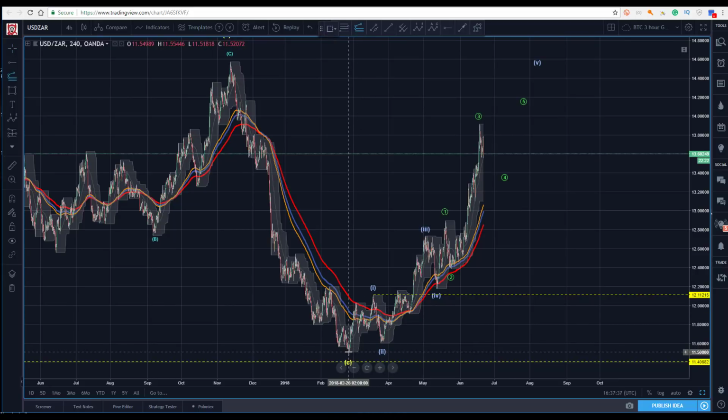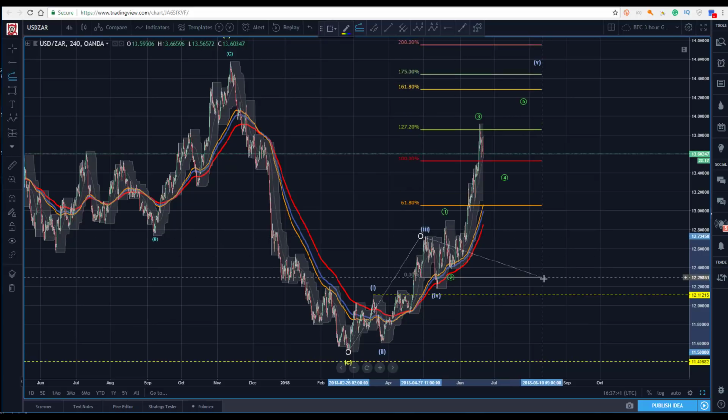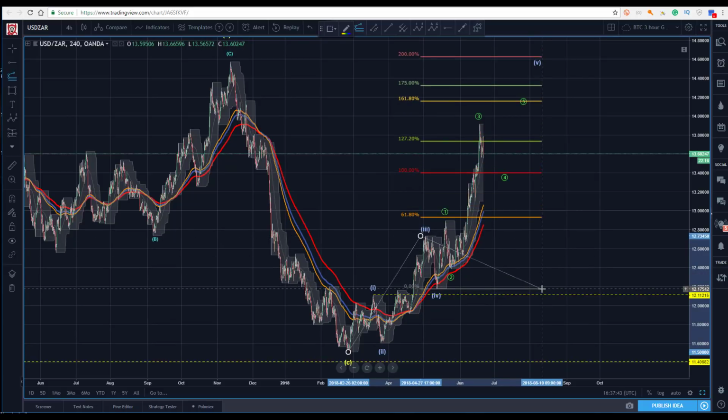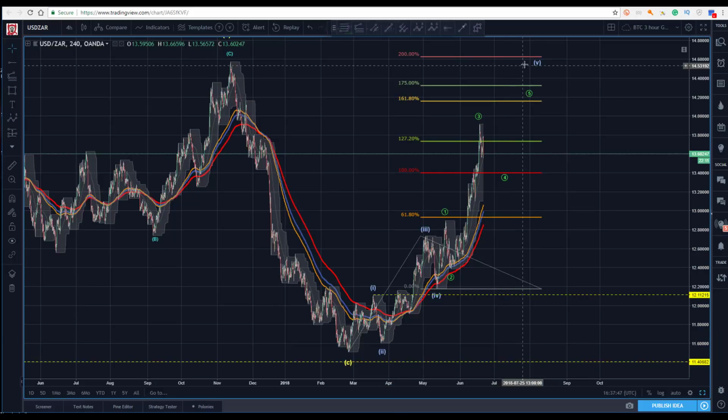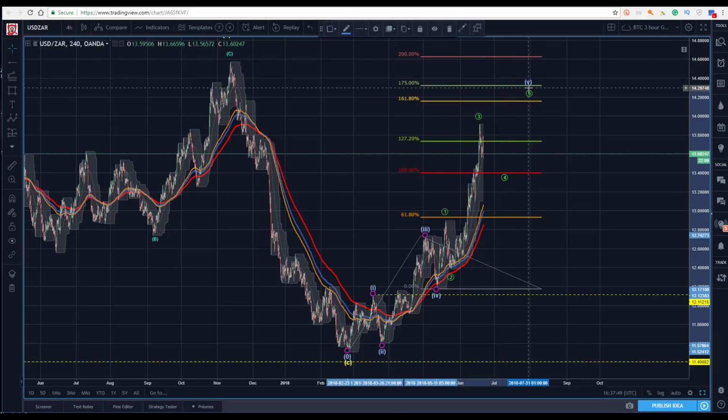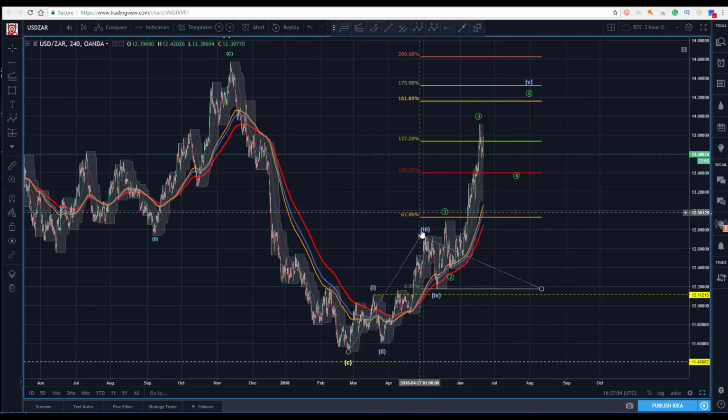So how do we measure for an extension? We take the start of the 1 up through the 3 and project from the 4, looking for some targets for the extension. So this would be a logical place to look for it. Here's my 1.618, 1.75 band. Do I get a 4 down here?